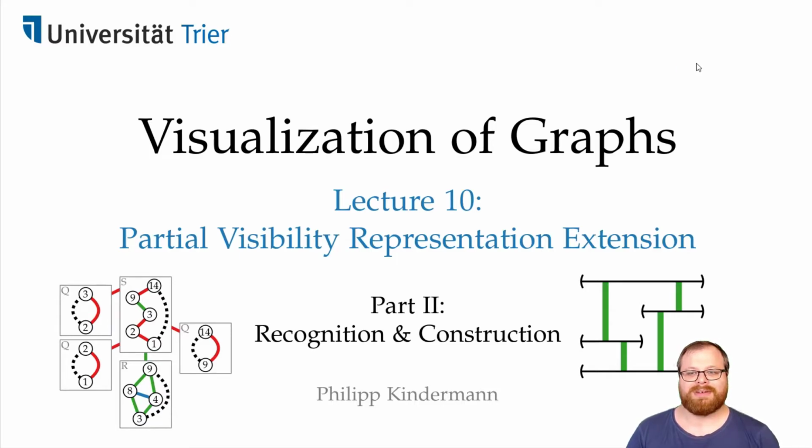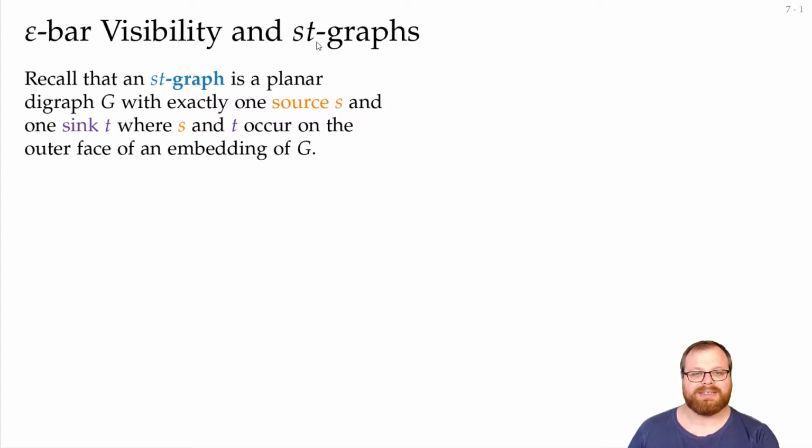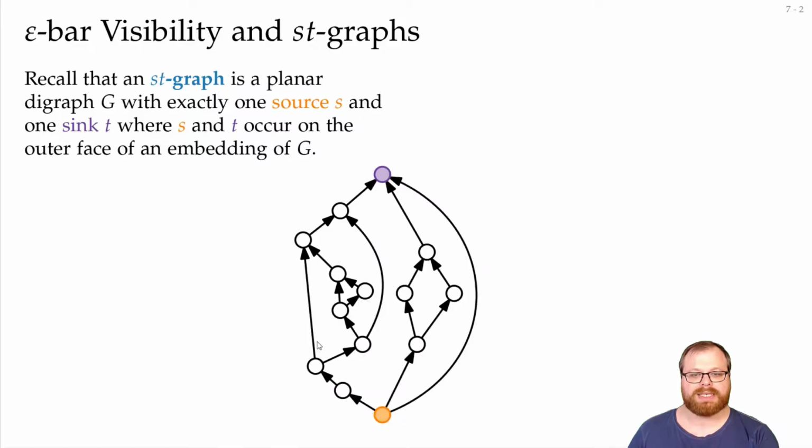Before we jump into the representation extension problem, we will first have a brief look at the recognition and the construction problem. We will again make use of ST graphs. So recall those are directed planar graphs with exactly one source and exactly one sink. And we have an embedding where the source and the sink are on the outer face. We also already learned that for ST graphs we can get an ST ordering. For example, by doing a topological sort on this directed acyclic graph.